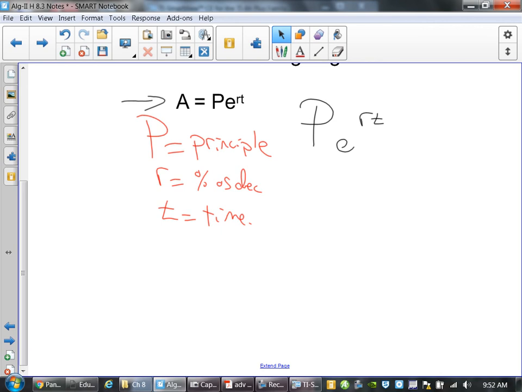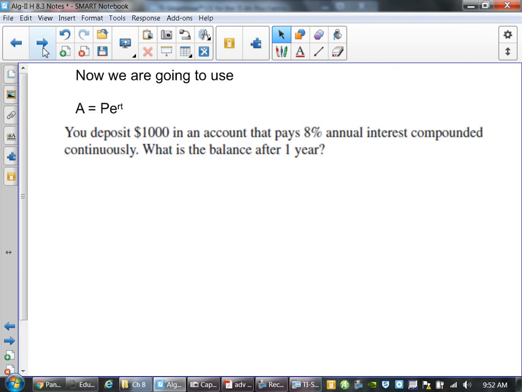Okay? Should I give you an example? Yes. You deposit $1,000 in an account that pays 8% annual interest, compounding continuously. What is the balance after a year? 1 year is boring. Let's do it after 16 years. All right, 16 years. You put $1,000 in a bank account for your kid when they're born, and after 16 years, they get to use that money to help themselves purchase a car. Real world application.